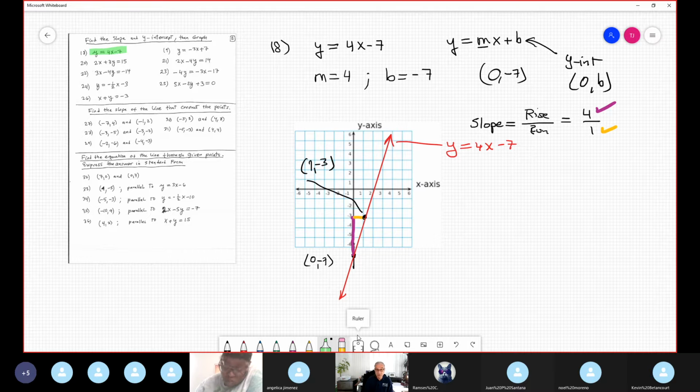Rise and run. You plot the y-intercept that you have in your hand, you apply rise and run, you get the second point, no table, and you connect both points by a straight line, and that's it. Okay, let's do number 19, very similar.